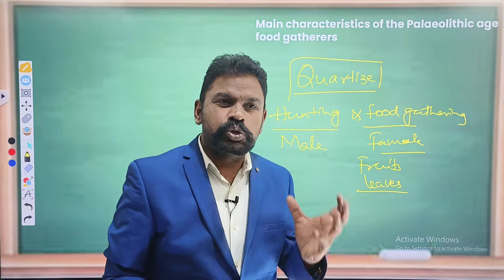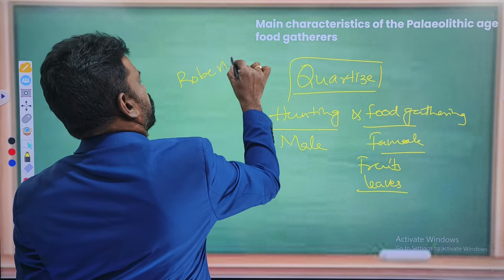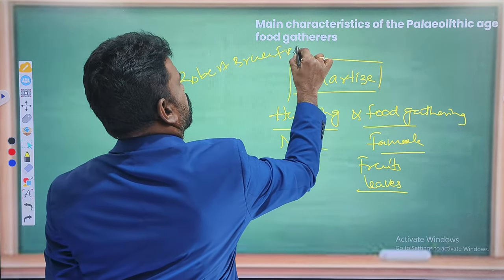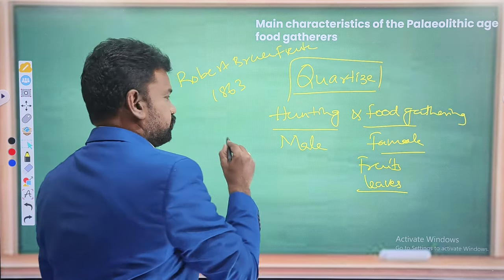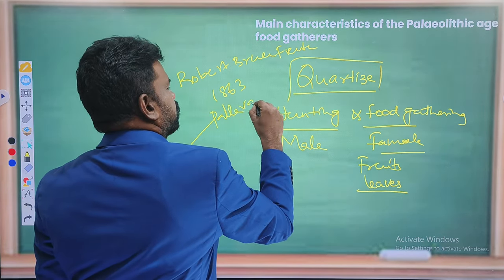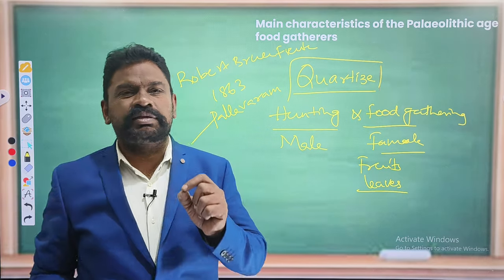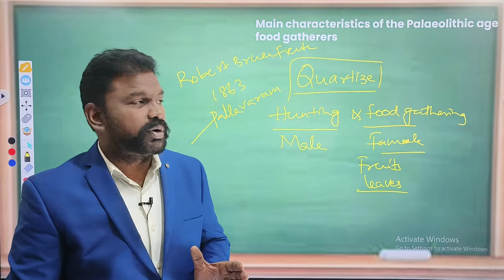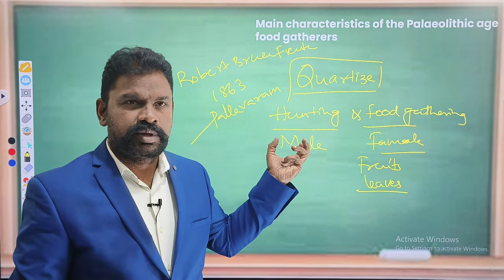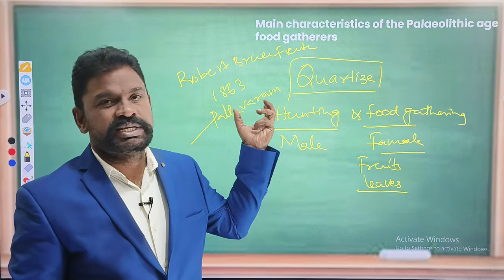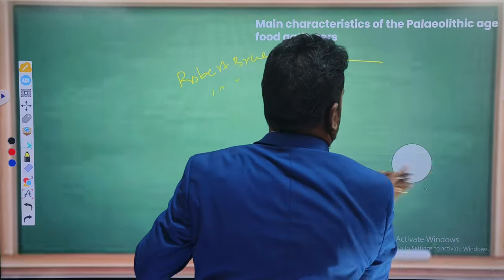These stones and tools were first discovered in India by Robert Bruce Foote. In 1863, he found a place called Pallavaram in Tamil Nadu. At Pallavaram and Athirampakkam, he discovered early people's stones and tools. That's why Robert Bruce Foote is called the father of prehistory in India.